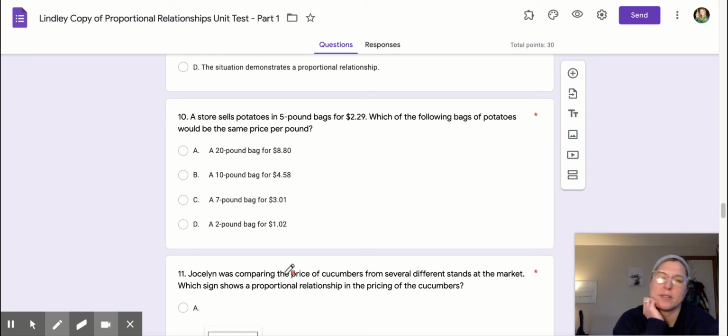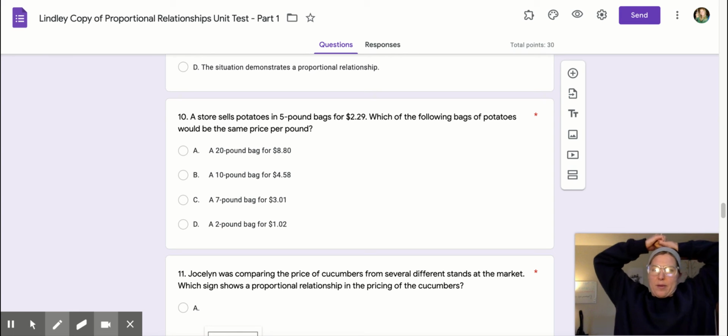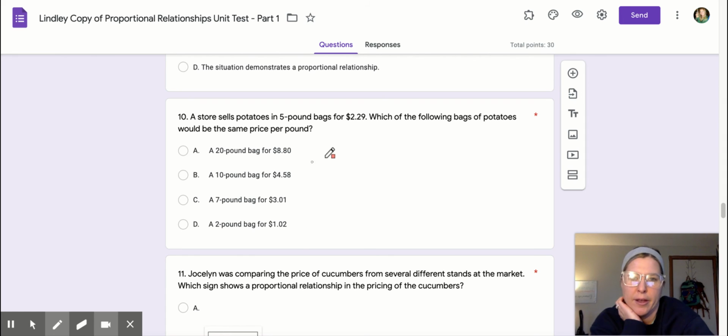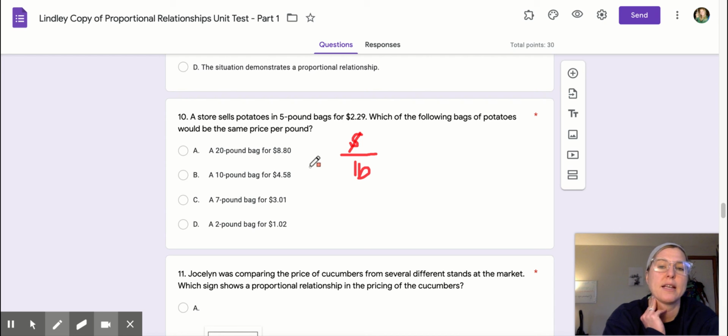A store sells potatoes in 5-pound bags for $2.29. Which of the following bags of potatoes would be the same price per pound? So first, you'd have to do money. Remember, money's always on top. Money over pounds. You'd have to figure out how much for $2.29 on the top divided by 5 pounds, what the unit rate is. And then you'd have to do money divided by each of these pounds to see which one gives you the same thing or the same number.